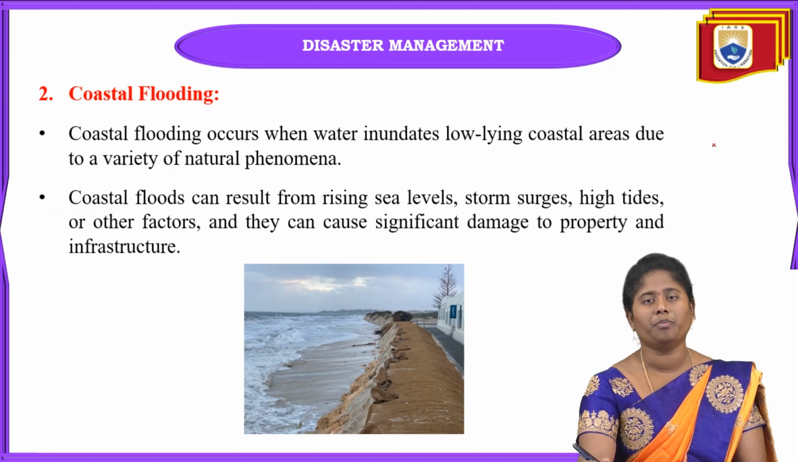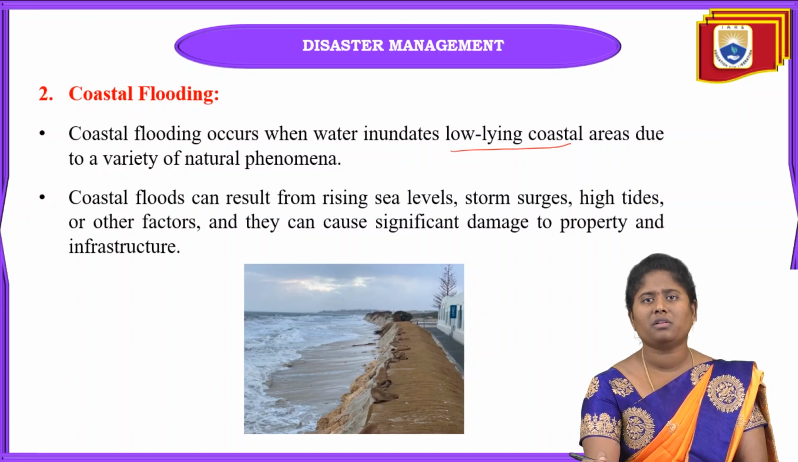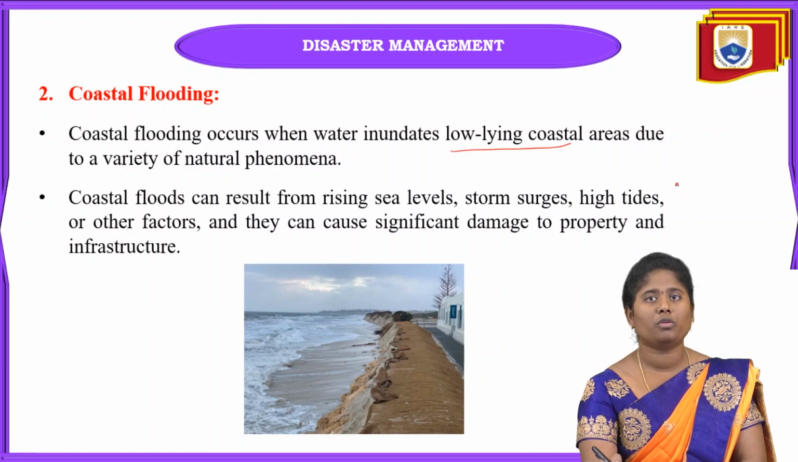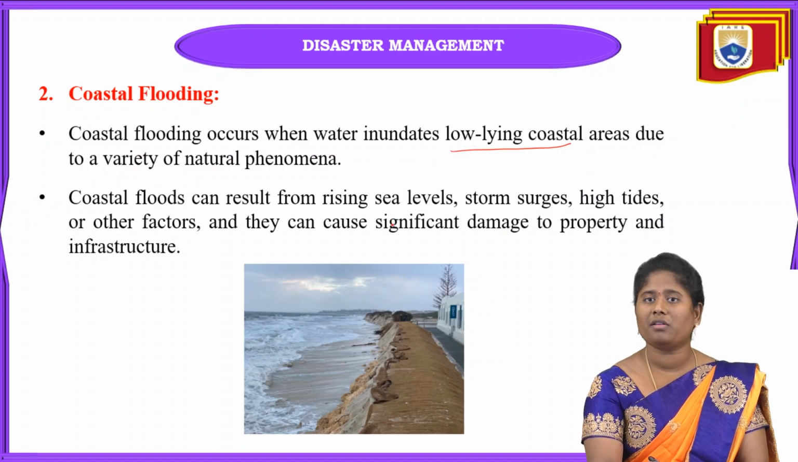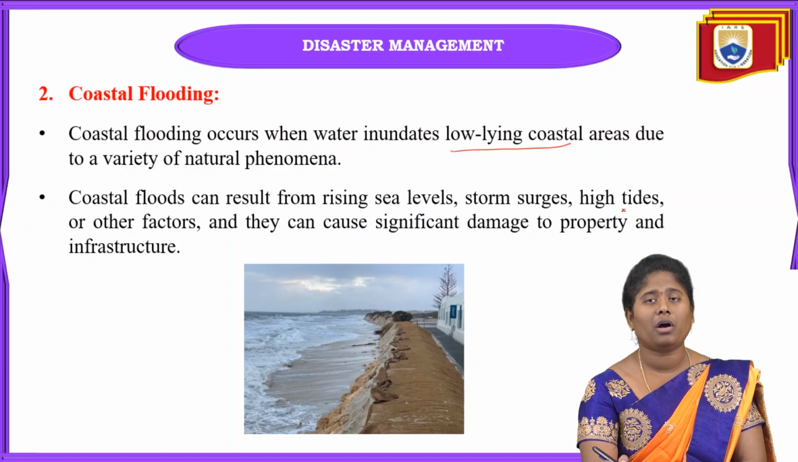Coming to the next one, that is coastal flooding. Coastal flooding occurs when water inundates the low-lying coastal areas, near the seas, oceans or rivers. These coastal floods can result from sea level rise, storm surges, and high tides. Because of this, there will be so much damage to human life, properties and also infrastructure.